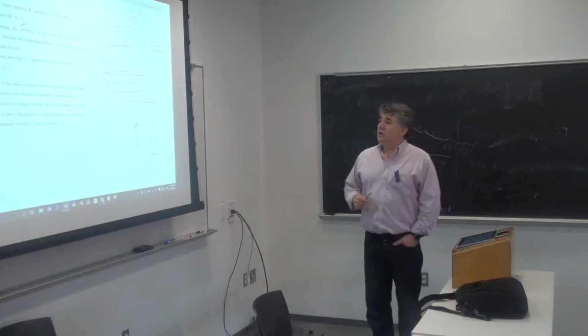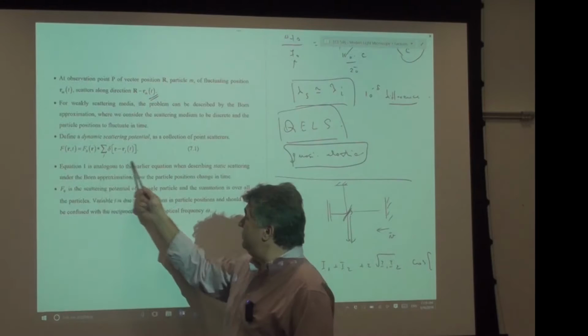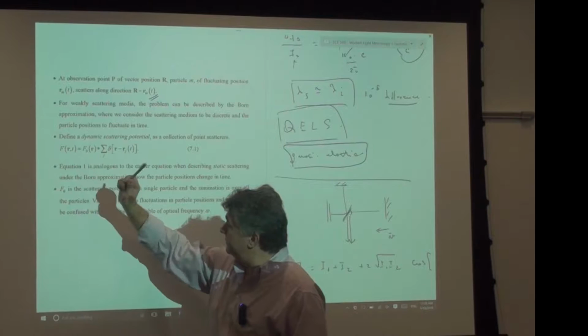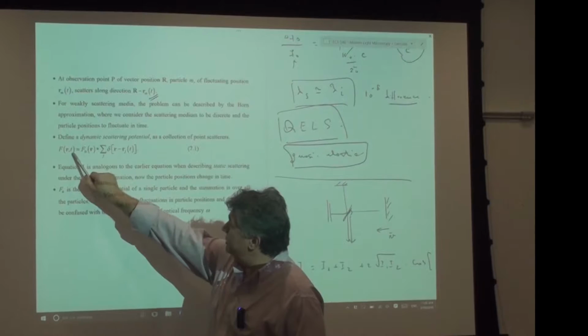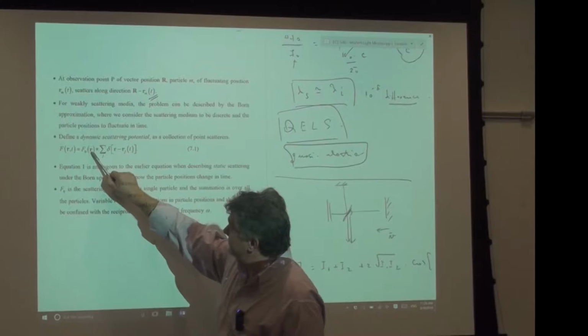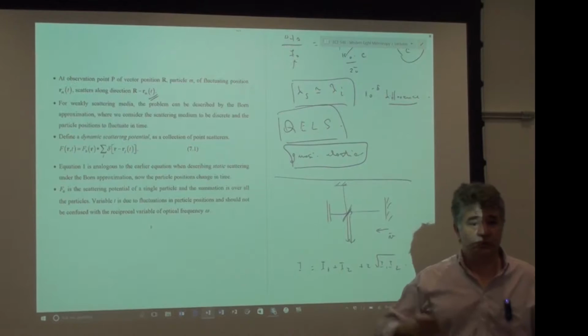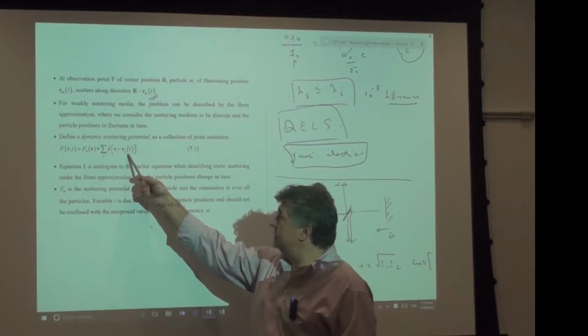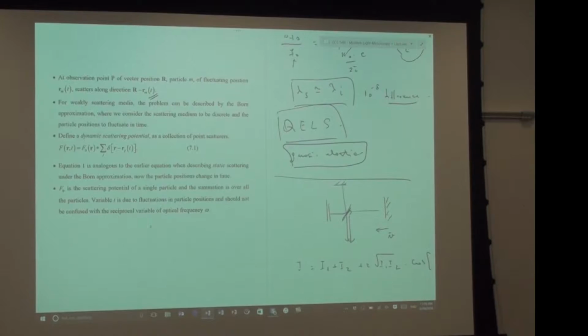So notice, we're doing the exact same thing we've done before. We have the scattering potential that is now dependent on time. And again, we are using the same idea that you have the scattering potential of one particle convolved with the distribution of delta functions, which give us the position of each particle. And the difference is now that this Rj is a function of time. Everything else is the same. Okay?